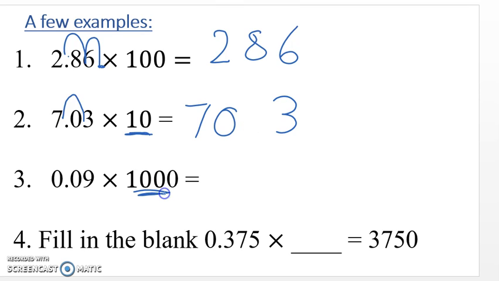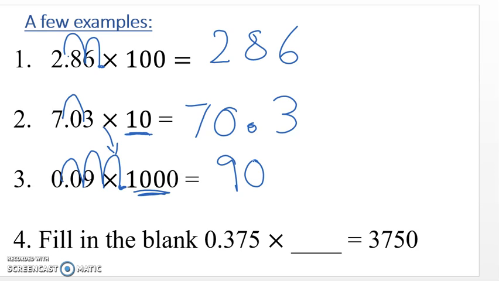Here I'm multiplying by 1,000, so we're going to jump 3 places. 1, 2, 3, and put a new decimal place where I land, right here. Any empty spaces must be filled with a 0. There's 1 empty space here, so we get 90.